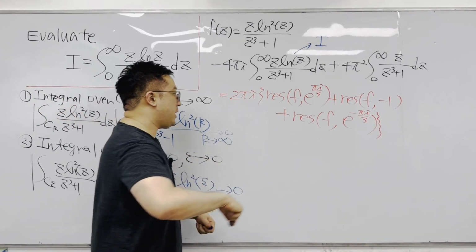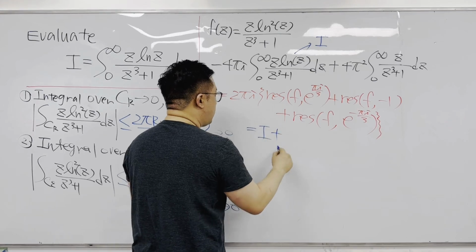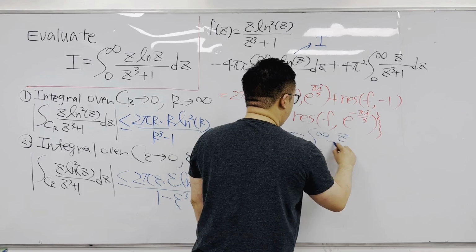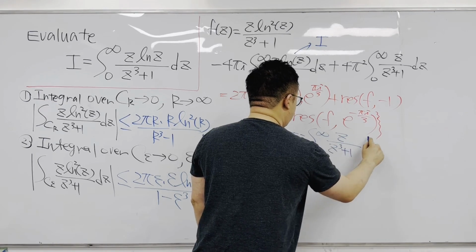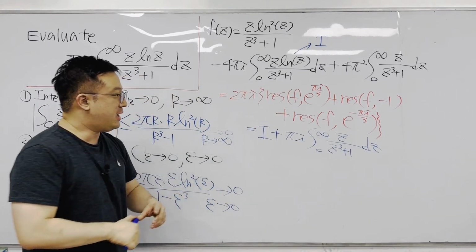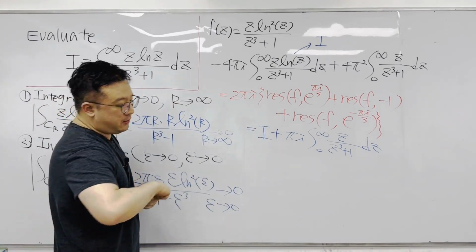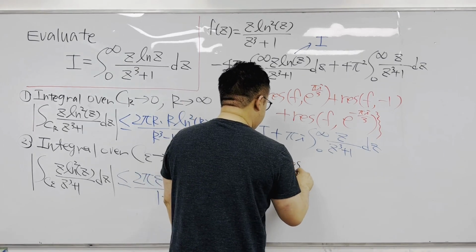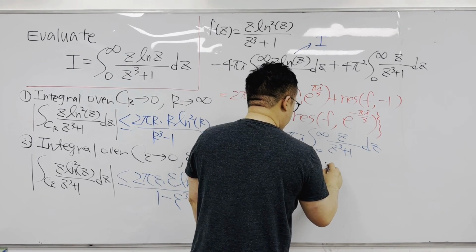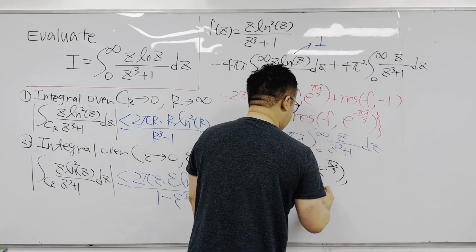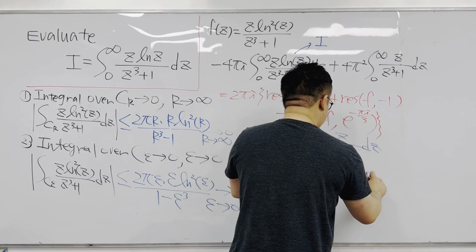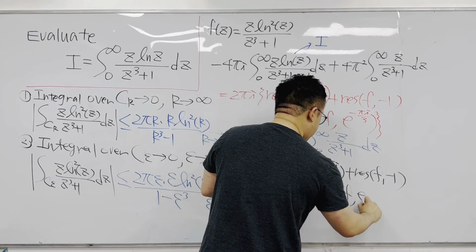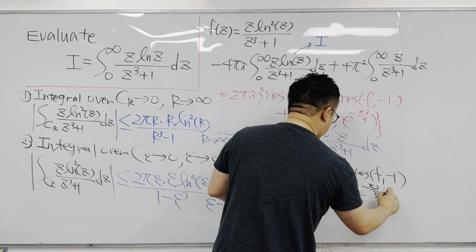Then this is going to be the same thing as I plus πi times the integral from 0 to infinity of z over z³ + 1 dz, right? And then we can rewrite this as negative 1 over 2 of the residue of f at e^(πi/3), plus the residue of f at −1, plus the residue of f at e^(−πi/3).